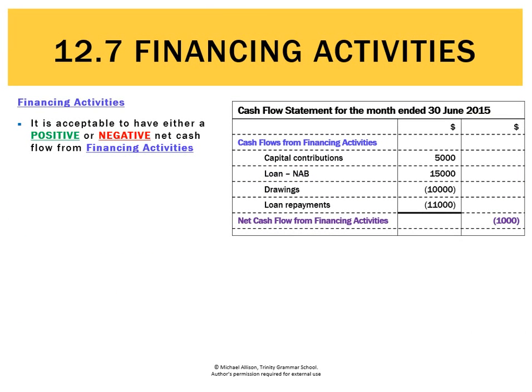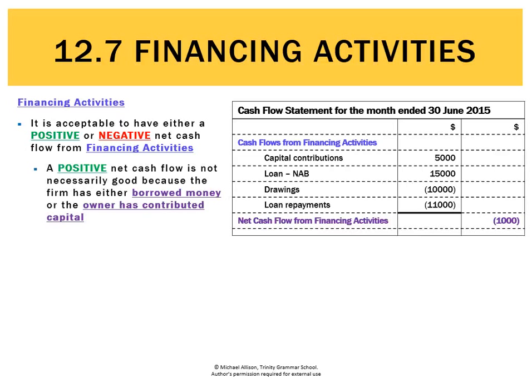So looking at whether it's a positive or a negative, it's not quite as simple as with operating activities. A positive or a negative is acceptable depending on how you look at it. One way of looking at it is a positive net cash flow in this section isn't necessarily good. The reason is you have to ask, where did the money come from? Looking at this example, the owner's given the business money and the business has gone to the bank and got a loan. So that's going to make this section positive, but they're not necessarily good cash flows.